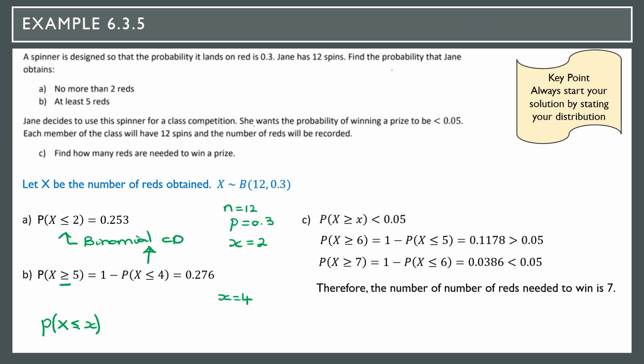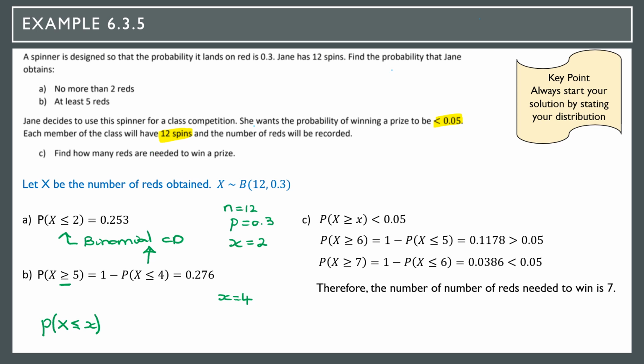So finally, in part C, we are told that Jane is using the spinner for a class competition and she wants the probability of winning a prize to be less than 0.05. The distribution has remained the same because each member of the class will have 12 spins. We therefore need to find the value for X such that the probability that our random variable is greater than or equal to this given value is less than 0.05.